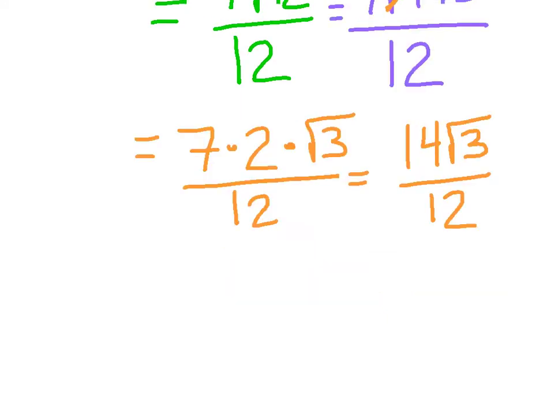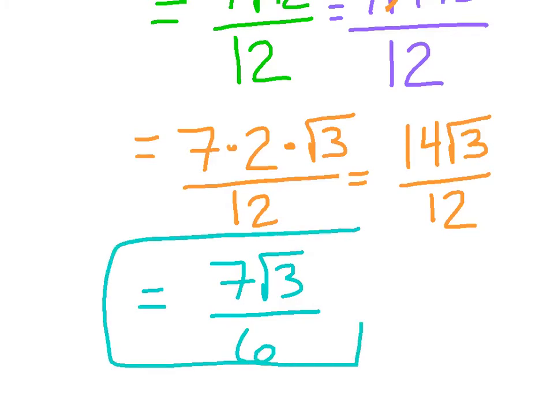Back to simplifying, I can say that 14 and 12 do have something in common. They are both divisible by the number 2. So my final answer is going to be 7 radical 3 divided by 6. And that is a completely rationalized and simplified fraction.